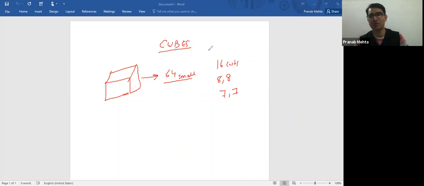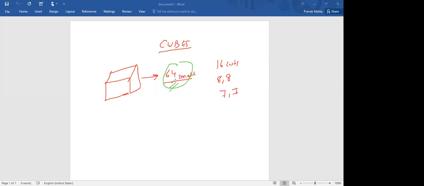I believe all of you have understood the question. We have a cube with us, and we want to get 64 small cubes from this bigger cube. My question was, how many cuts should you make to get 64 small cubes from a bigger cube? Yes, that was the question. 9 and 9.